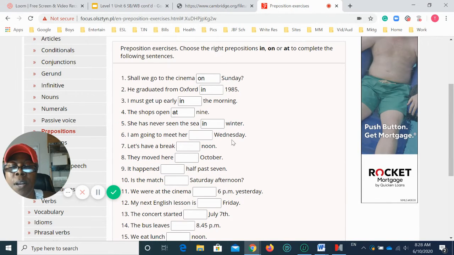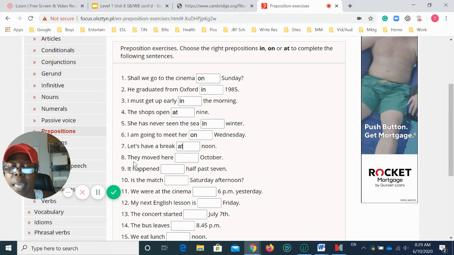I am going to meet her. We have a specific day of the week. I'm going to meet her on Wednesday. Let's have a break. We have a specific time. Now, this specific time, it says noon. Noon is 12 o'clock. So it's the same thing. It's an exact time, 12 o'clock. So when you have an exact time, what do you use? At. Let's have a break at noon.